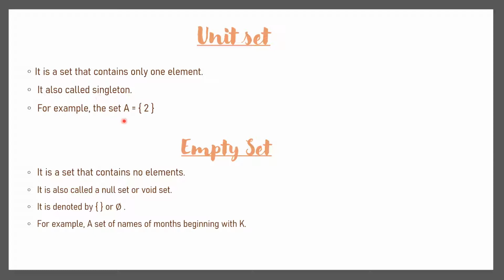For example, the set A is equal to {2}. This can be any set, like B is equal to {4}, or C is equal to {A}. So a unit set contains only one element.